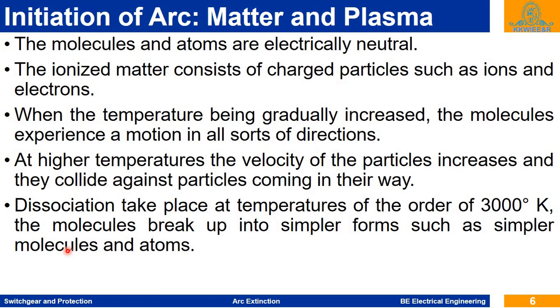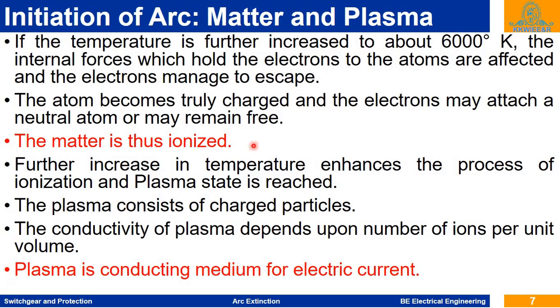So when the temperature increases, the velocity of these particles also increases and they collide against the particles coming in their way. Because of this collision, again the dissociation takes place at a temperature of 3000 degrees Kelvin, and these molecules break into simpler forms, these ions and electrons, and these molecules or atoms start dissociation. So the temperature is further increased to 3000 degrees Kelvin.